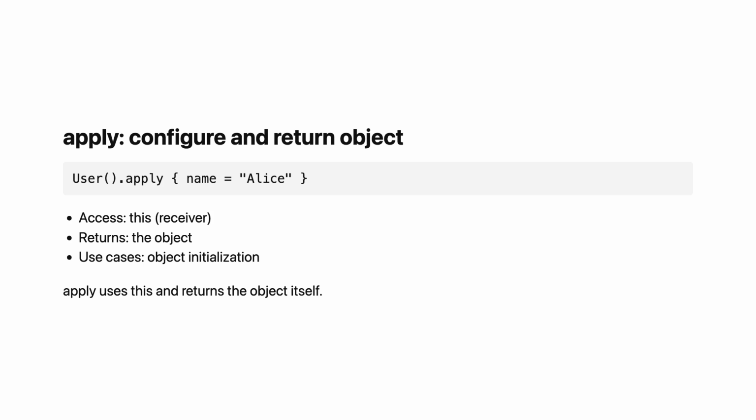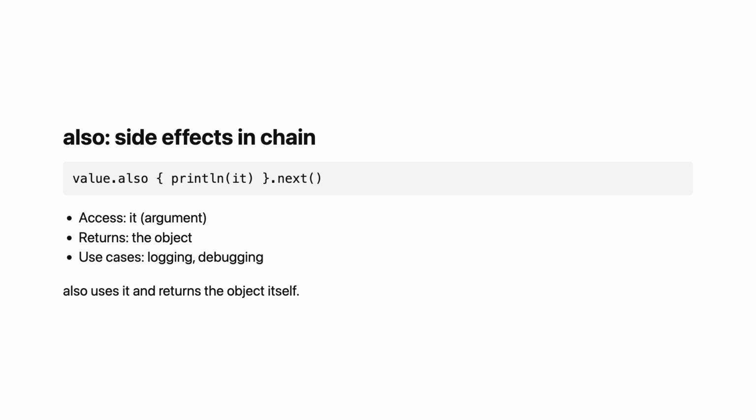Common uses: logging, value.also { log.debug("processing") }. Debugging a chain, .also { println("debug" + it) }.next(). Side effects that do not change the object. Also is great for doing something extra without interrupting a chain.